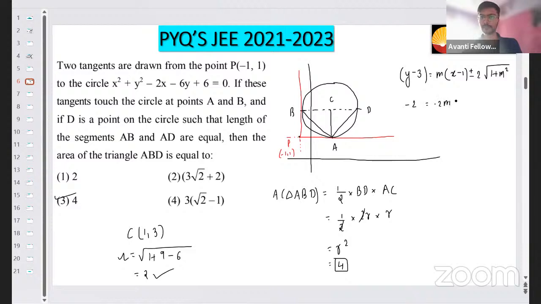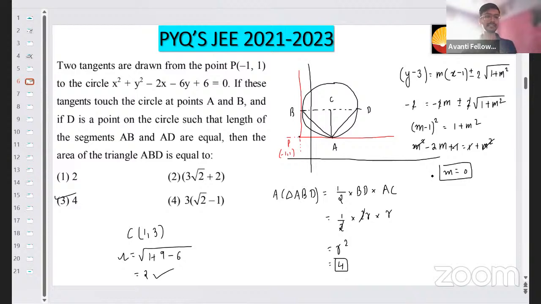So minus 2m plus minus 2 under root of 1 plus m square. So I guess we can cancel out 2 here, right, guys? If I take m, I'll get m minus 1 is equals to, I'll square on both the sides, so I'll get 1 plus m square. So this will be m square minus 2m plus 1 is equals to 1 plus m square. So here m square will get cancelled, 1 will get cancelled. So I'll get m equals to 0. As you can see, the slope of one of the tangent is 0.